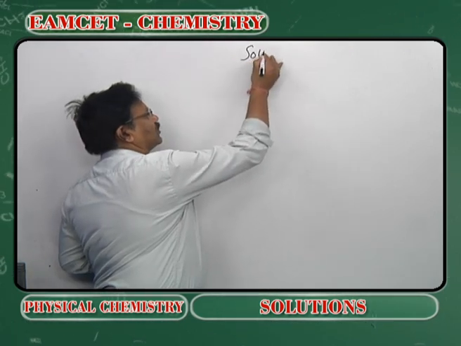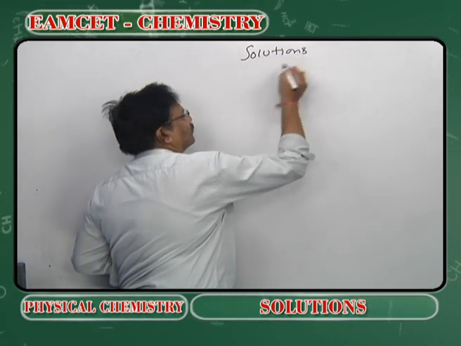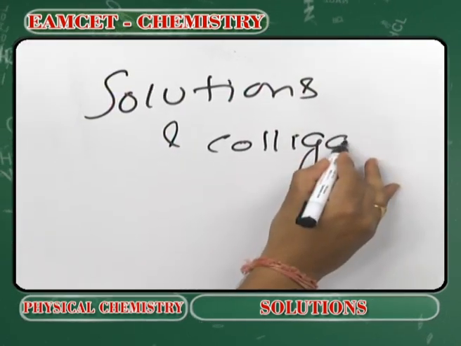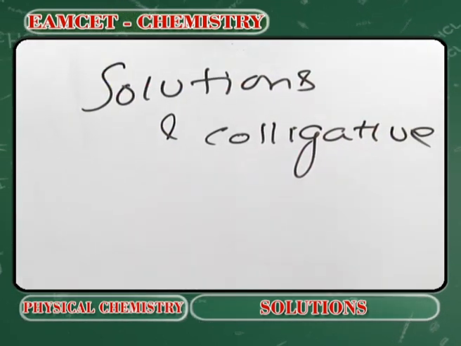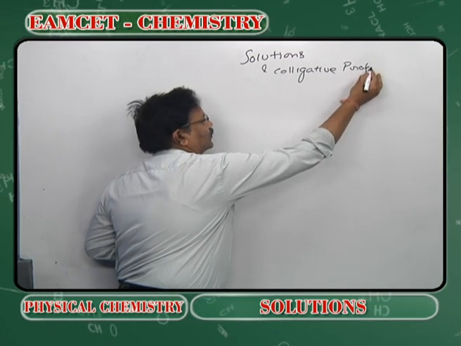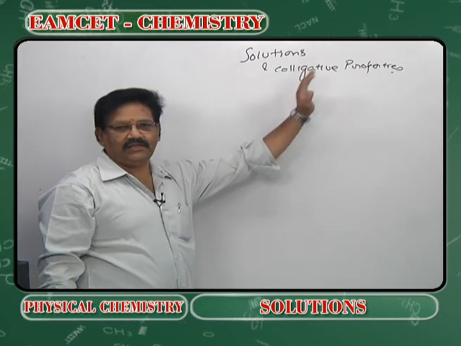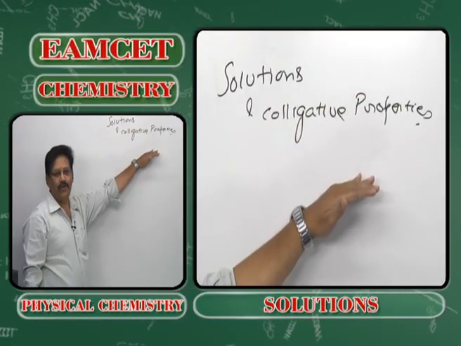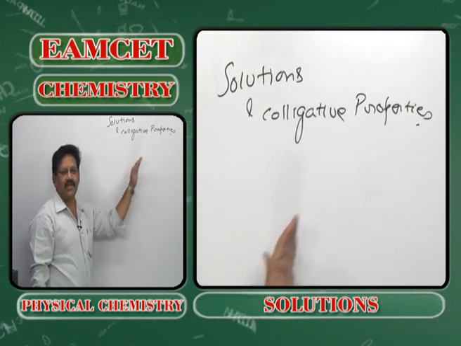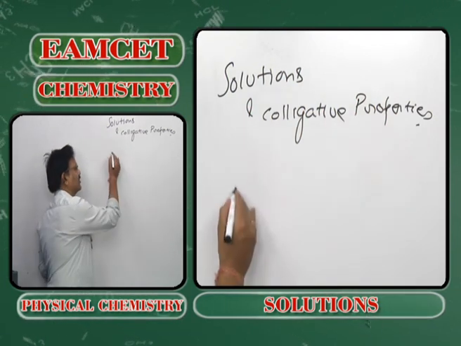Solutions and colligative properties. What are the main topics to be discussed under this chapter? The main colligative properties. So basically this chapter can be divided into two parts. One part is concentration terms, other part is colligative properties. What are the concentration terms?